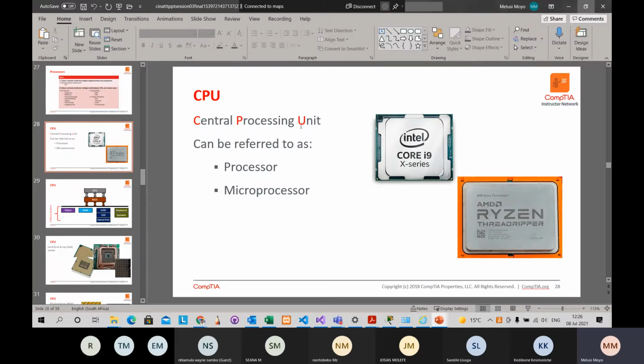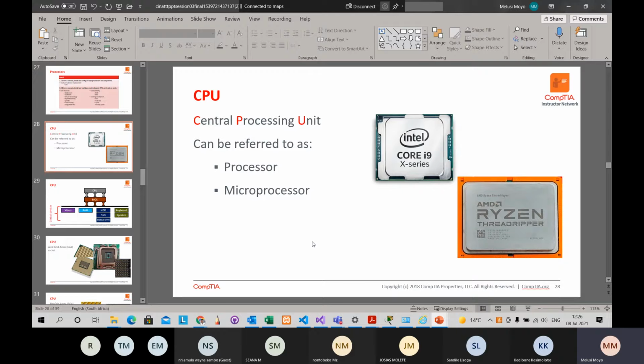So the central processing unit, we said, can be referred to as the processor. You're going to hear people saying a processor. They're talking about the CPU, right? When they say a processor, it's the CPU. And microprocessor, they're talking about the CPU. So that's the same term. As I said, one thing we have to take from this slide is that we have two major companies that manufacture CPUs, right? We have Intel and then also AMD, which are two big companies that manufacture CPUs.